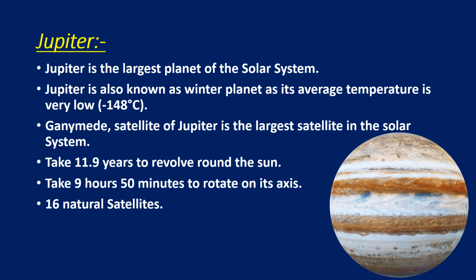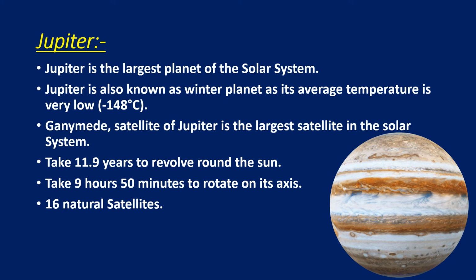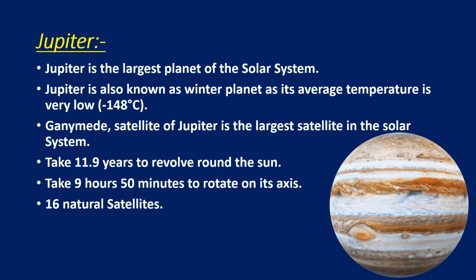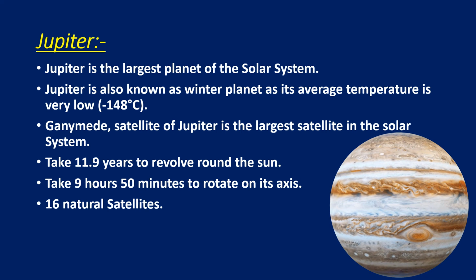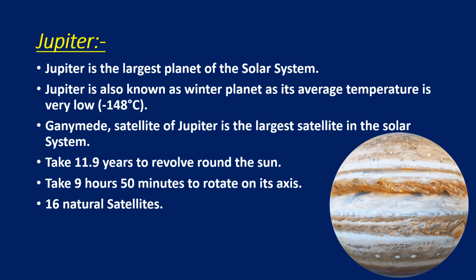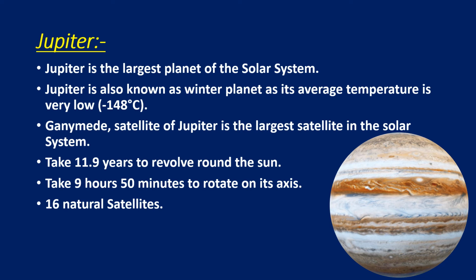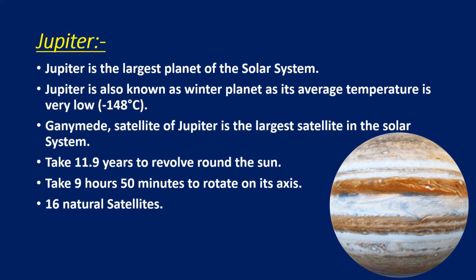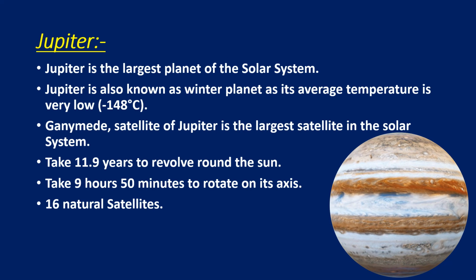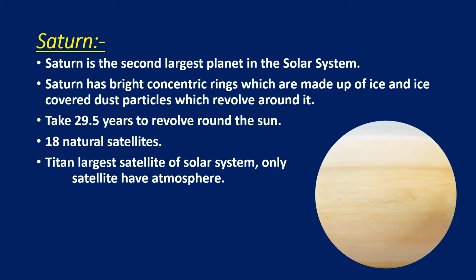Jupiter. Jupiter is the largest planet of the solar system. Jupiter is also known as a winter planet as its average temperature is very low, minus 148 degrees centigrade. Ganymede, a satellite of Jupiter, is the largest satellite in the solar system. It takes 11.9 years to revolve around the Sun. It takes 9 hours 50 minutes to rotate on its axis. It has 16 natural satellites.